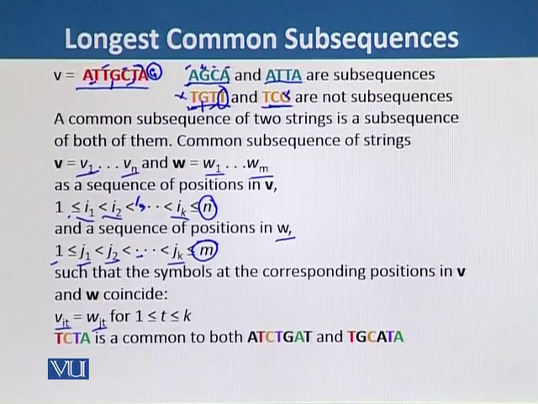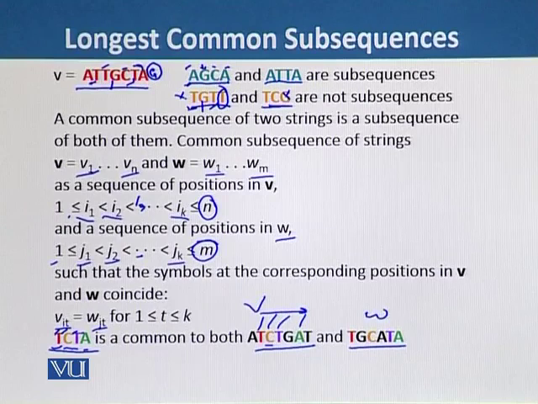And we see here that TCTA is common to both this one and this one. So we can see here TCTA: red is T, yellow is C, purple is T, and green is A. So it is in order. Similarly, this is string V, this is string W, and in string W, T red, C yellow, T purple, and A green. So this TCTA is a subsequence of both the V and W strings.